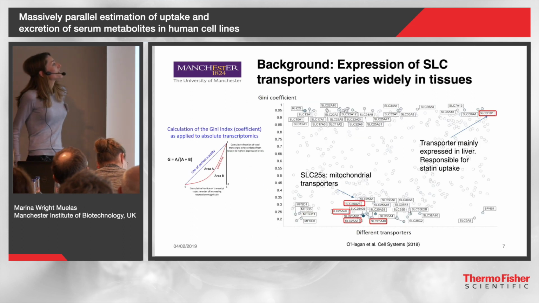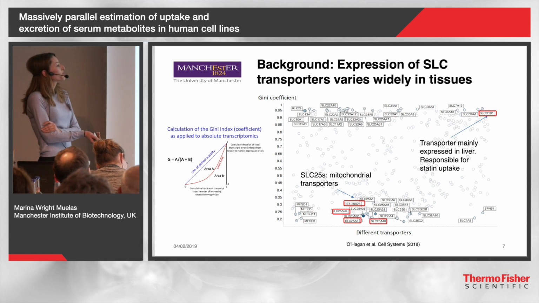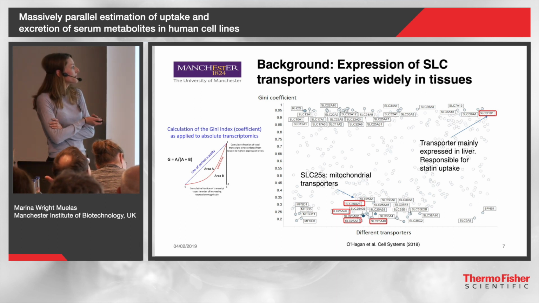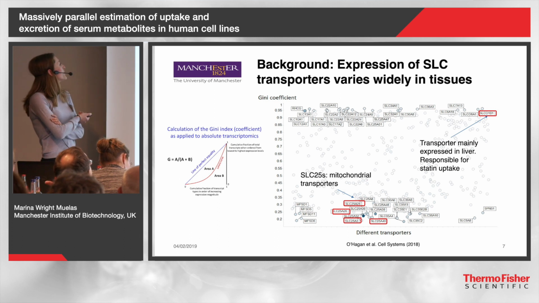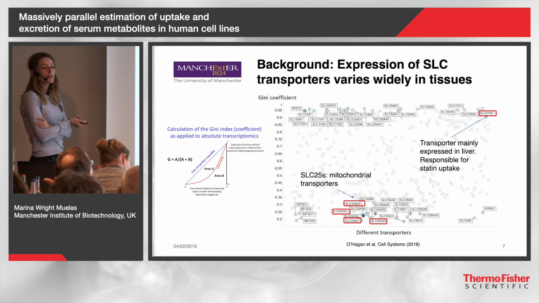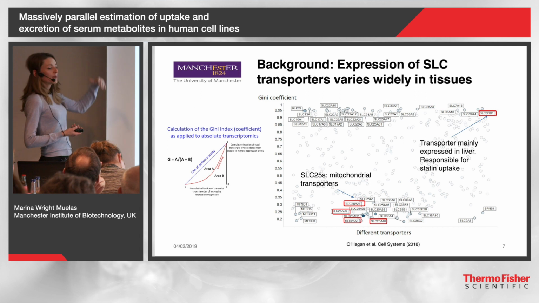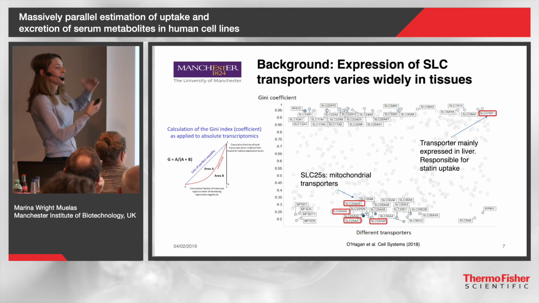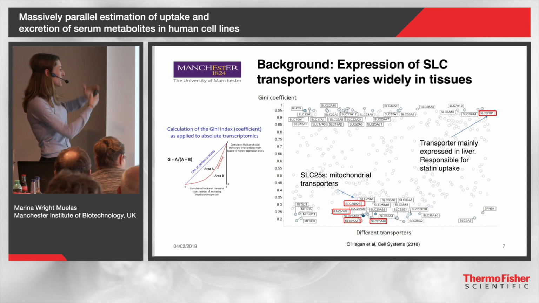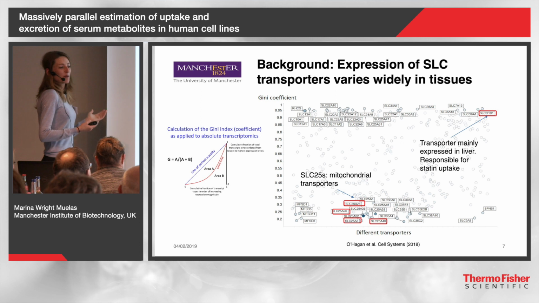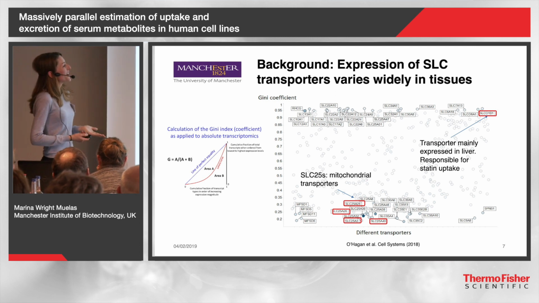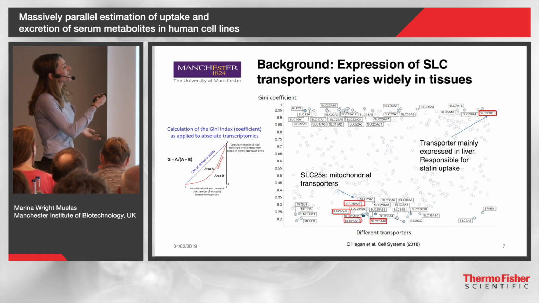Further work we've done looking at the expression of SLC transporters in human tissues has shown that transporters are very widely expressed in the human tissues. So we used here the Gini coefficient, which is normally used in economics to look at the distribution of wealth in countries. A Gini coefficient of 1 means that everything is very unequally distributed, as is in most places. And a low Gini coefficient is more like a communist country. So in our case, we found with the SLC transporters that there were a number of SLCs that had a high Gini coefficient.